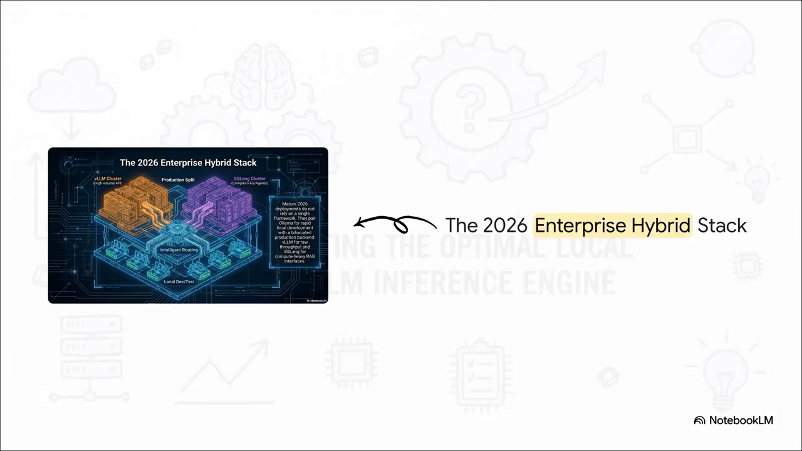So check out the 2026 Enterprise Hybrid Stack. This is the culmination of our tutorial today. You pair Ollama at the bottom for rapid local development and testing by your engineers. Then, your intelligent routing layer sits in the middle. When a request comes in for raw, high-volume throughput, it routes straight to the vLLM cluster. But when a compute-heavy RAG query or a really complex agent task hits, it routes instantly to the SGLang cluster. And that is exactly how you achieve ultimate performance and cost efficiency simultaneously.